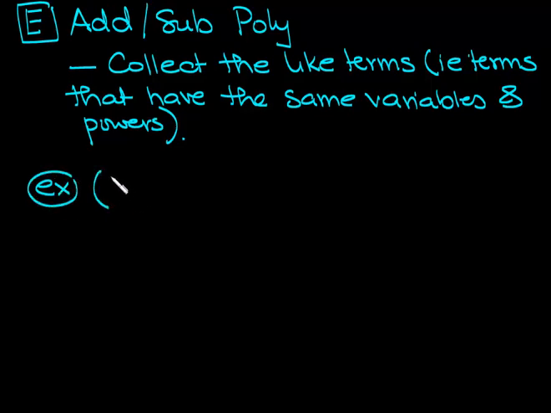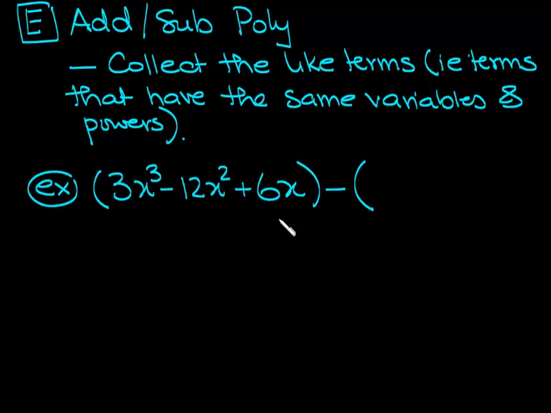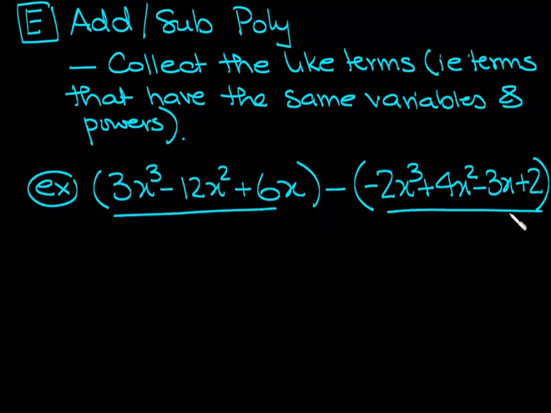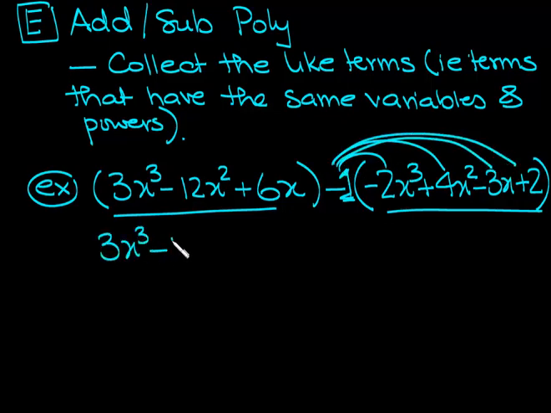So let's say I have two polynomials, 3x cubed minus 12x squared plus 6x, and I'm going to subtract minus 2x cubed plus 4x squared minus 3x plus 2. So I'm going to take this polynomial and subtract this polynomial. Now before you do that, since we're subtracting and there are parentheses with multiple terms, we need to distribute that negative, or you can think of it as -1 that you're distributing. So first thing we'll do is get rid of the parentheses across the board. So let's do that.